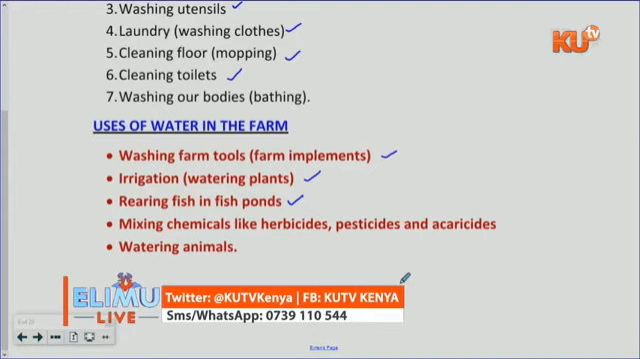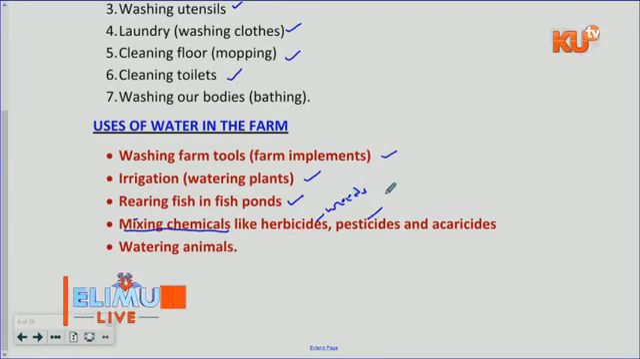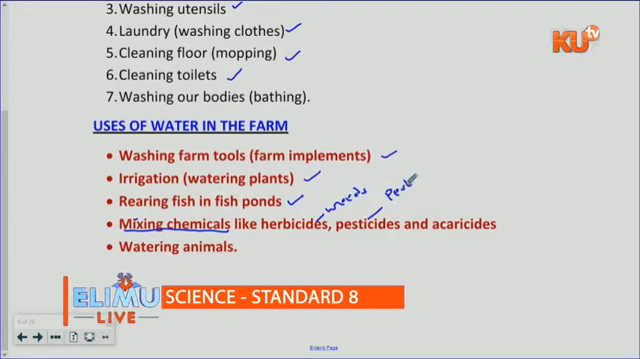The other use of water is mixing chemicals. And I want you to mark this phrase, mixing chemicals, because we shall meet it somewhere else. In the farm, we use different chemicals. I just mentioned a few. We have herbicides. These are chemicals used to kill or control weeds. We have pesticides. These are chemicals that are used to control pests. We have acaricides. These are chemicals that are used to control parasites.